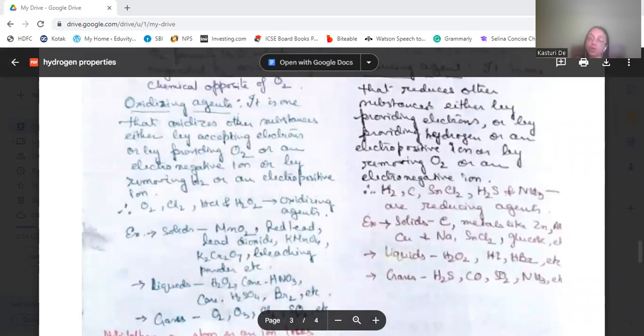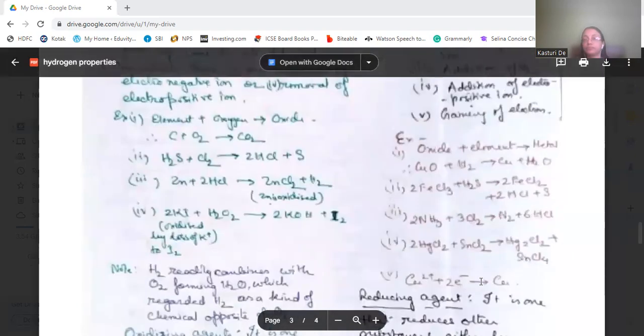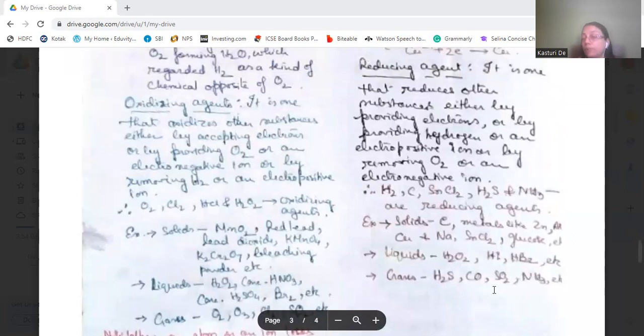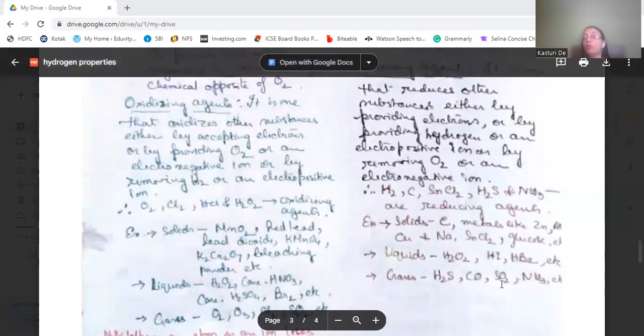Now, solid examples of reducing agents are carbon, metals like zinc, copper, and sodium, stannous chloride, glucose, etc. These are examples of solid reducing agents. Some liquid reducing agents are hydrogen peroxide, hydrogen iodide, hydrogen bromide, etc. Then some gases: hydrogen sulfide, carbon monoxide, SO2, ammonia, etc. These are some reducing gases.